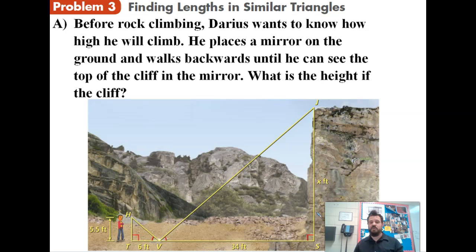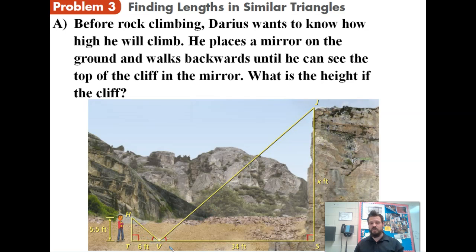We're going to say this is an indirect measurement because I'm not going to climb to the top of the cliff and drop a tape measure down. What I'm going to do instead is set up proportions to figure out how big it is. Okay, so the trick I'm going to do is stand right here, put a mirror on the ground, and stand in a position where I can see the very top of the cliff in the mirror.